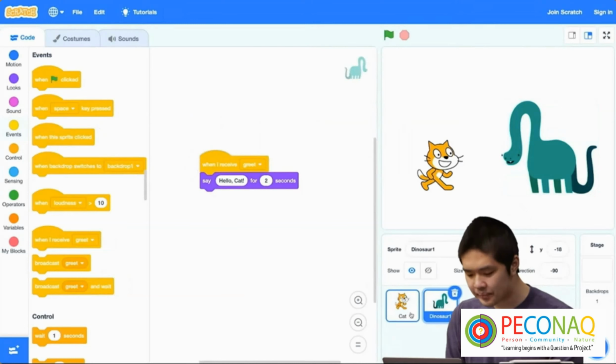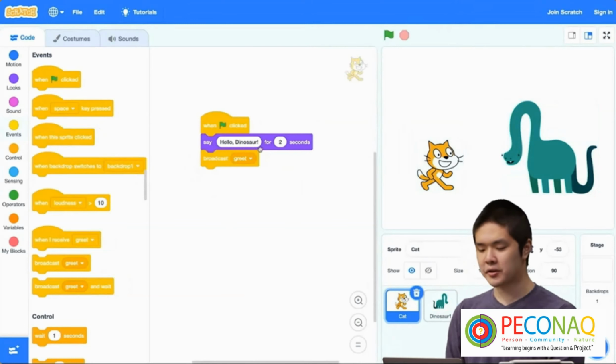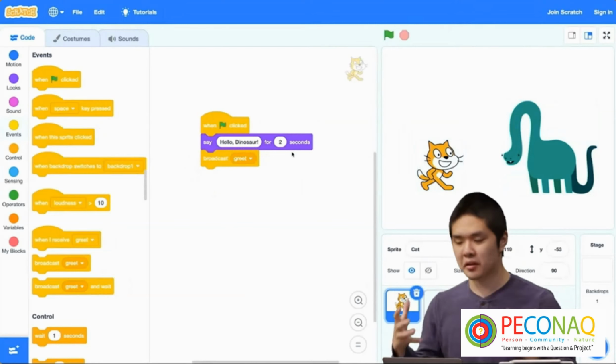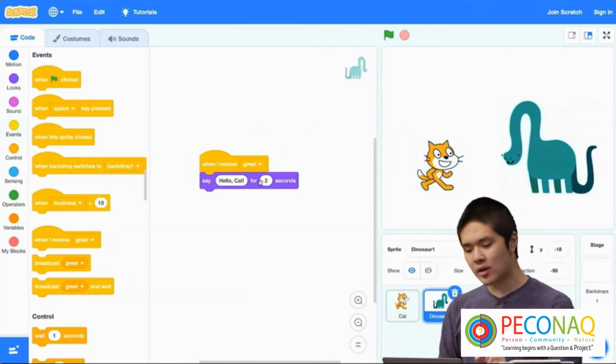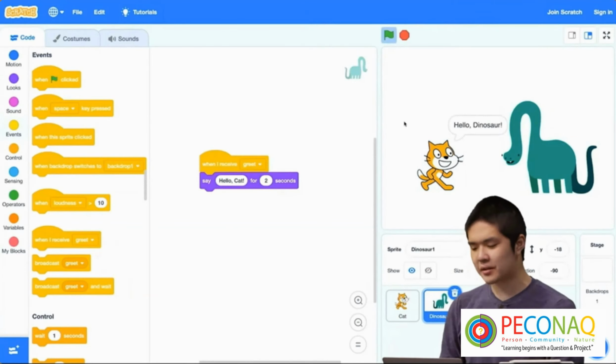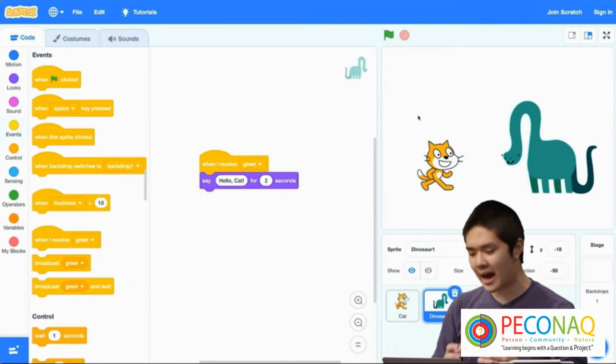So the cat is first going to say hello dinosaur for 2 seconds and then broadcast this message. The message is greet, and then the dinosaur, when it receives the greet message, is then going to say hello to the cat. And so now the cat says hello dinosaur, and immediately the dinosaur responds, hello cat. The cat broadcasted a message, and the dinosaur received it.